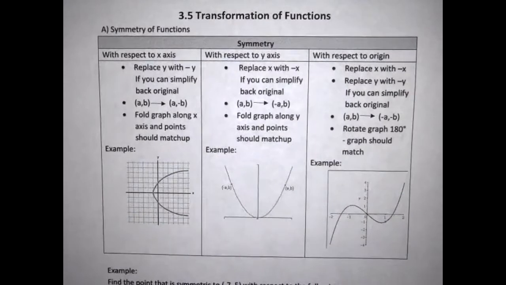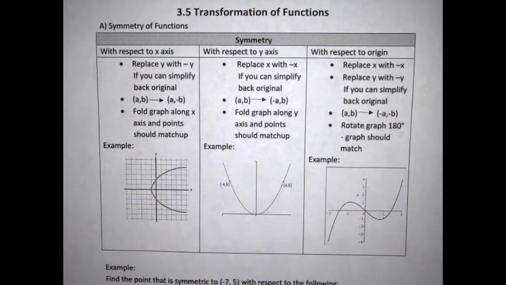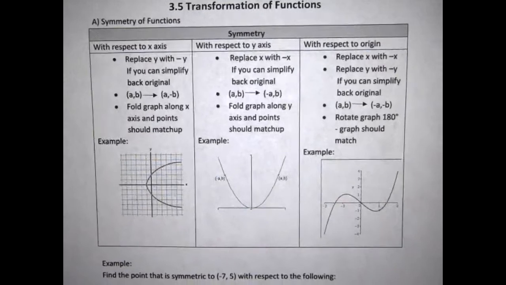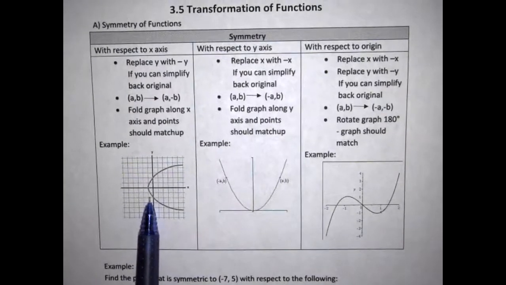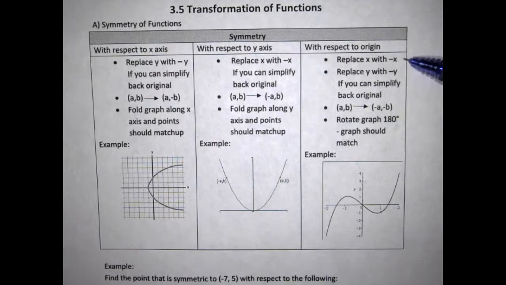Okay, here is your mini lesson over section 3.5. And so this is going to be your guided notes for transformations. So the first thing we're going to look at real quickly is a reminder of symmetry. So you can see with symmetry, we have three types: with respect to the x-axis, with respect to the y-axis, and with respect to the origin. Okay, and so remember we have the definitions.